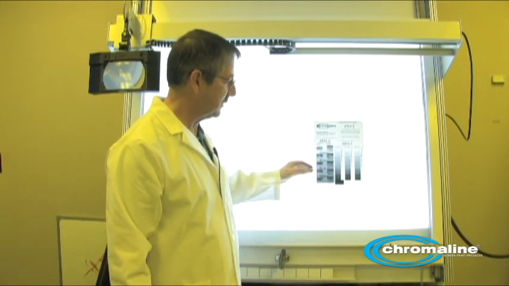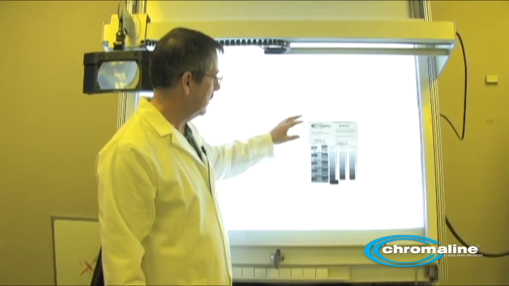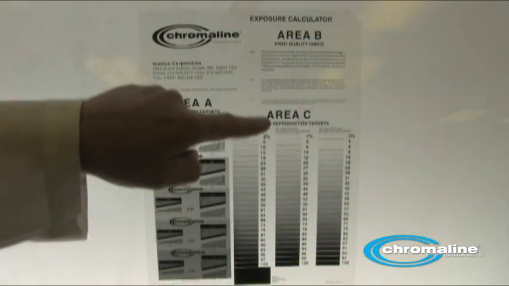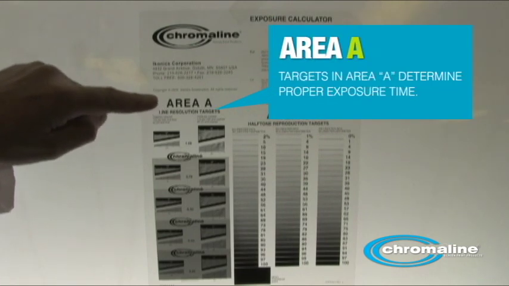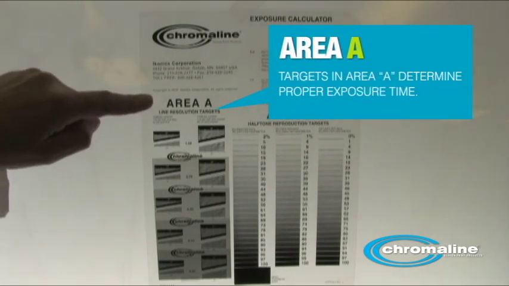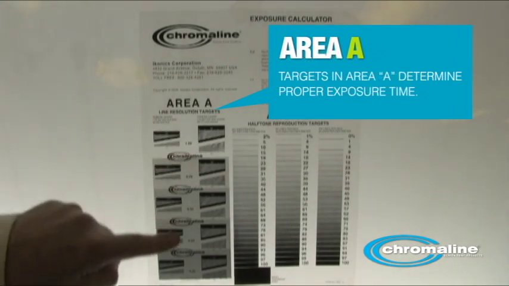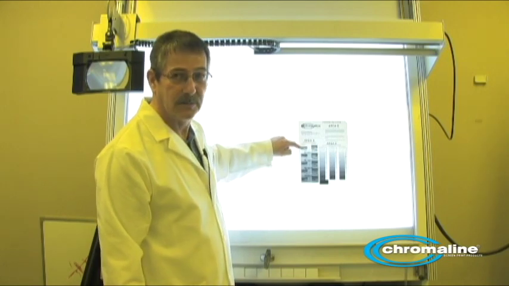Now this is just a piece of film, not much to it, except it's got very precise lines, very precise dark areas. If you notice, it's actually in three areas, area A, B, and C. The most important area is actually area A. This area is going to determine what your proper exposure is. Also, if you notice, we have two sets of targets. And these targets are designed for mesh counts.